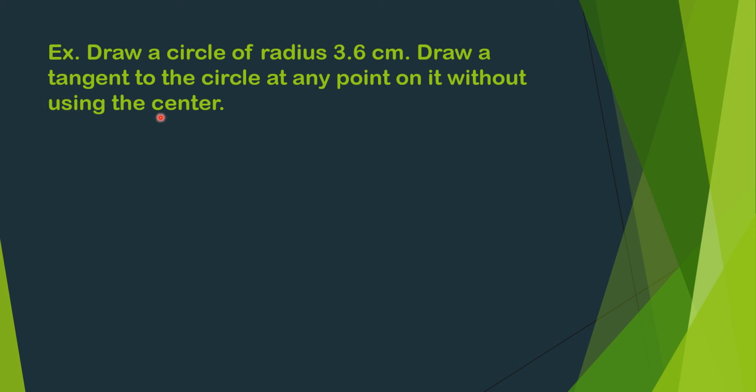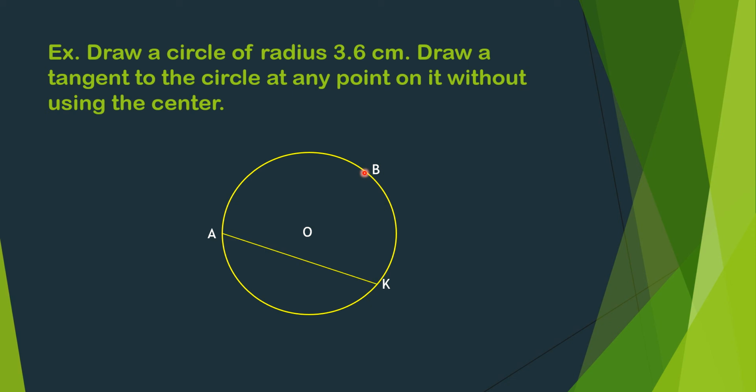So let's first draw a circle with center O and radius 3.6 centimeter. Now take a point K on the circle. Then take another 2 points, point A and point B on the circle, and draw one triangle. Now we have to draw a tangent from point K.